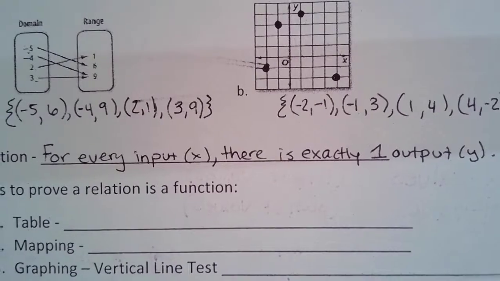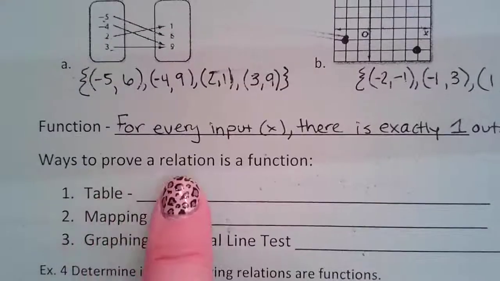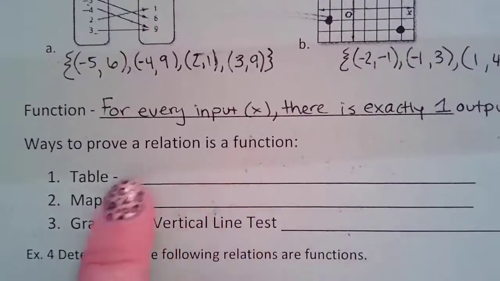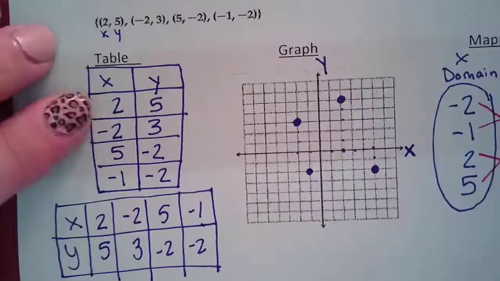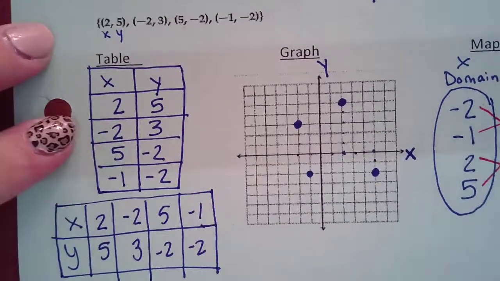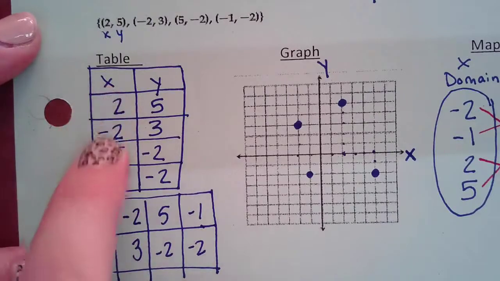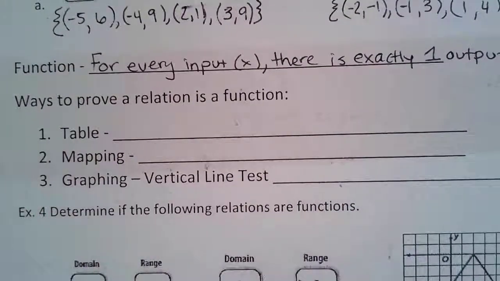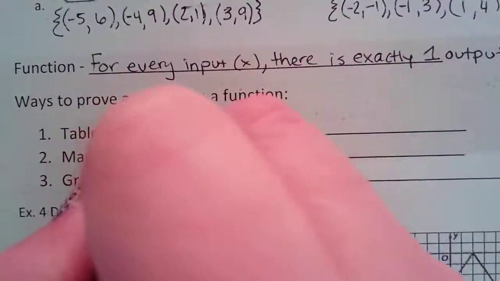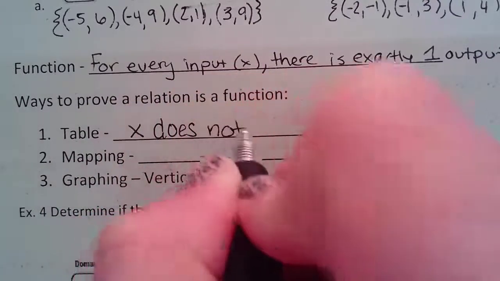So if I'm looking at ways to prove a relation is a function. If I'm looking at a table, so our XY table, this here, it is a function if my x's do not repeat. So do my x's repeat here? No, so this would be considered a function. So table is our focus on x does not repeat.